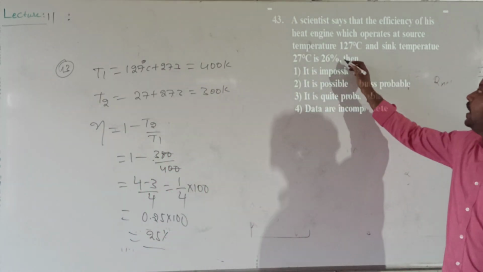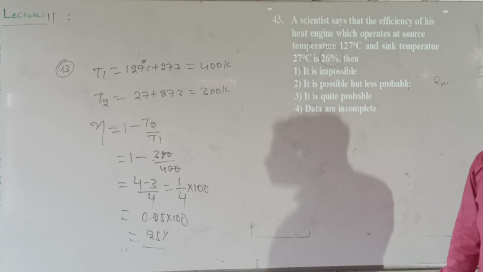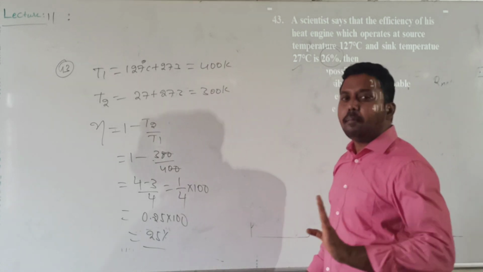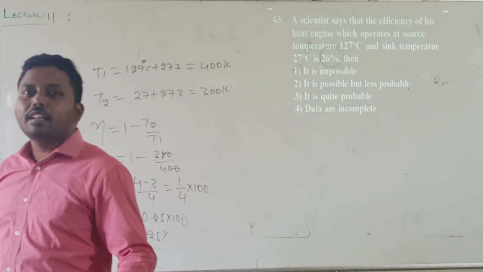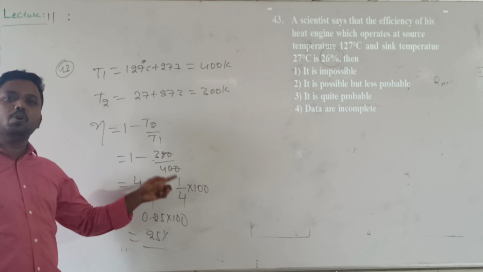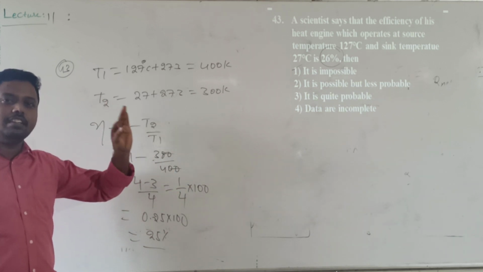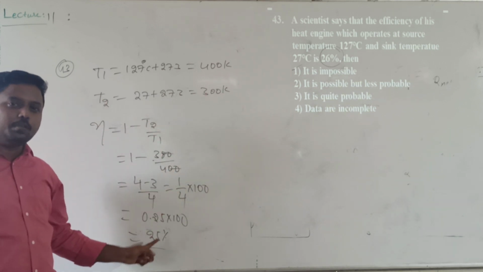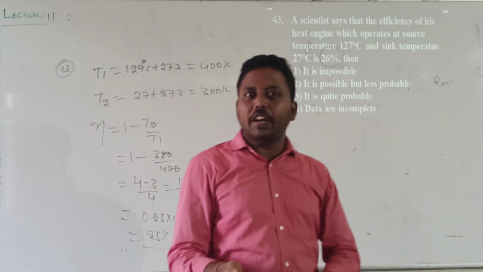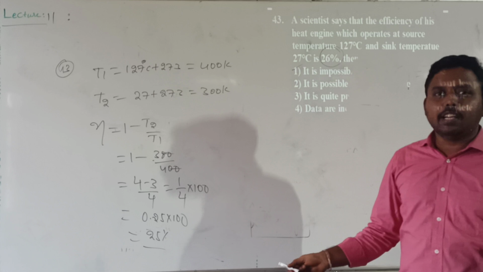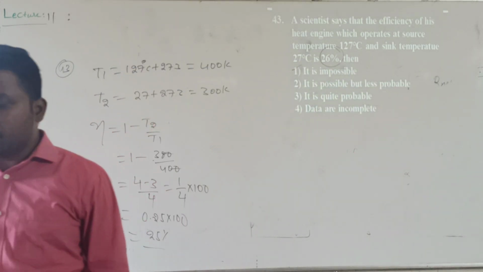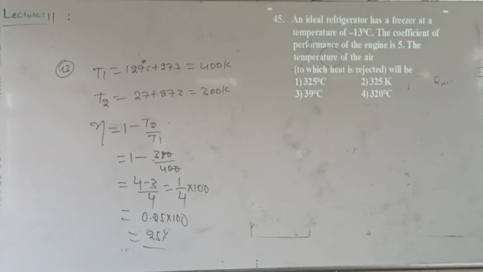Now that scientist is claiming an efficiency of 26%. Is it possible or not possible? It is impossible. For the given temperatures of the source and the sink, efficiency will be 25% at most. Efficiency will never be more than this value. It may be less, since sometimes due to other factors the efficiency may be less than 25%, but never greater than 25%.